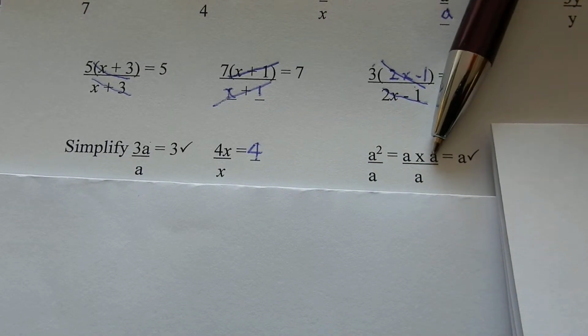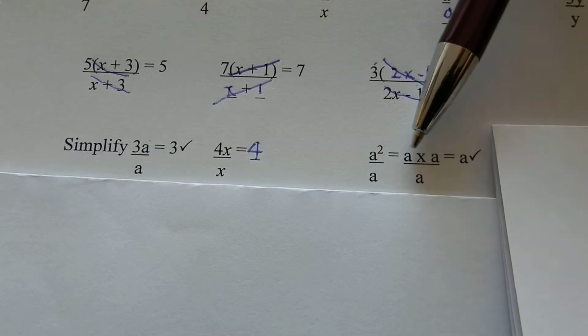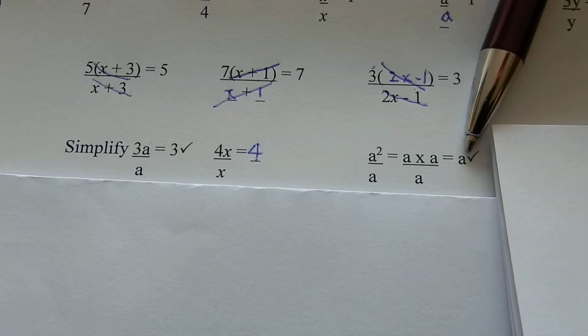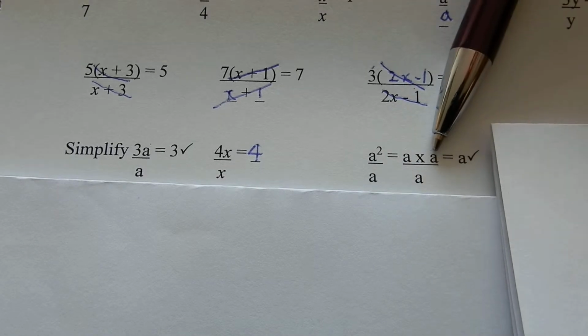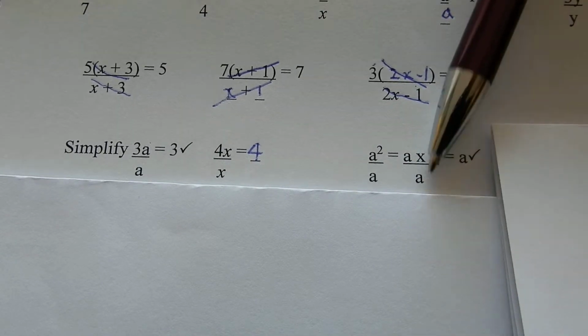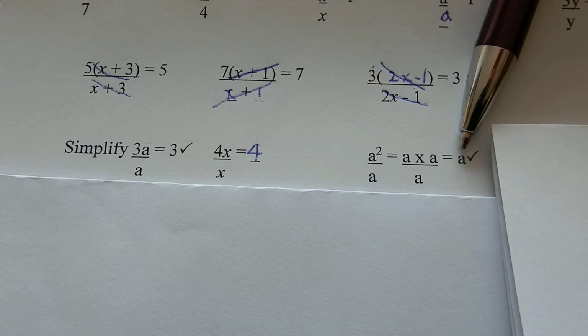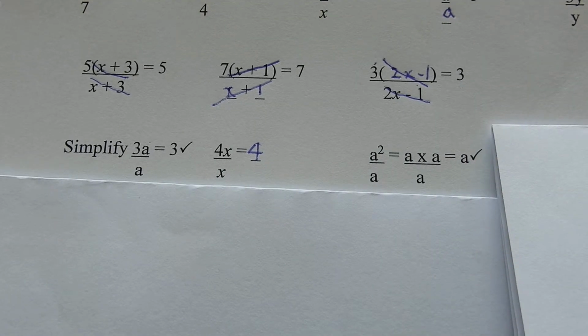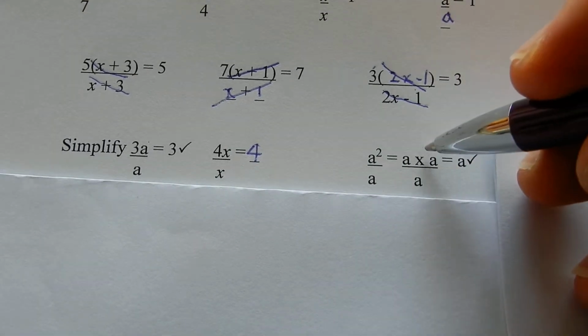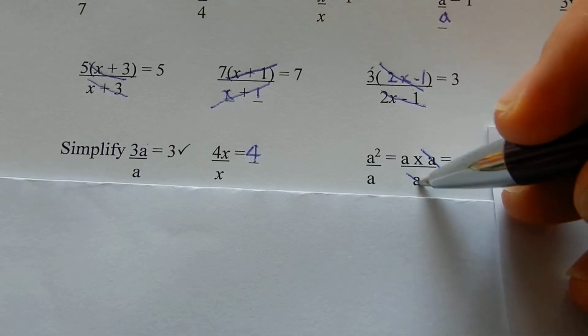5 times 5 is 25. Divide by 5. 25 divided by 5 is 5. 2 times 2 is 4. Divide by 2. 4 divided by 2 is 2. Works for all numbers. And again, lots of teachers go whoops and whoops.